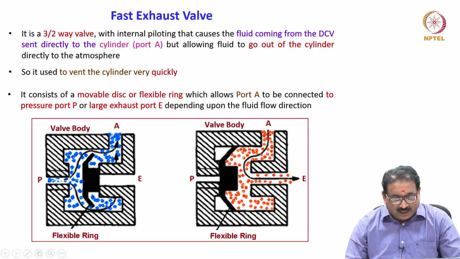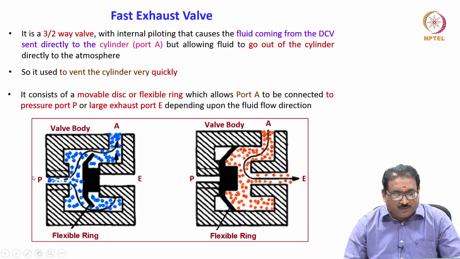The constructional features are here as I have shown you. This is the valve body. How many ports are there? Pressure port, A port, and E port. It consists of a movable disc or a flexible ring which allows port A to connect to the pressure port or a large exhaust port. This exhaust port is bigger than the inlet port, depending on the flow direction.